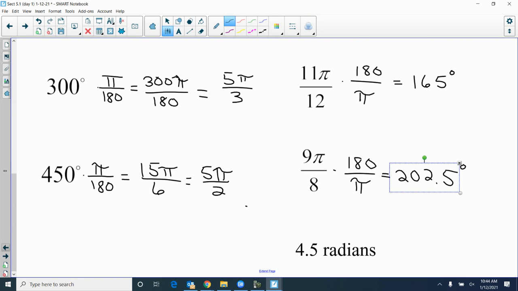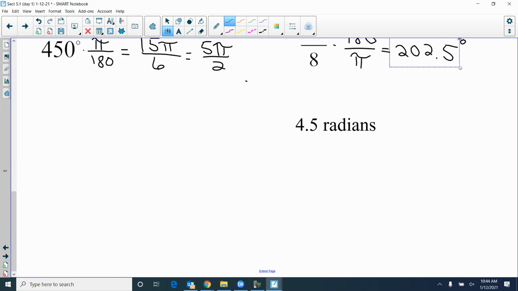It doesn't have to be. What if I said the angle was 4.5 radians? What would that be in degrees? You do the same thing, you multiply it by 180 over pi. It's just going to have a decimal answer. So you take 4.5 times 180 over pi. Nearest tenth. Luke, let me know what you get.